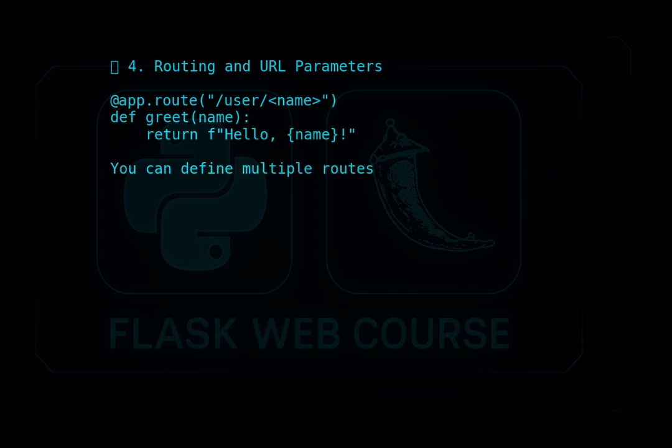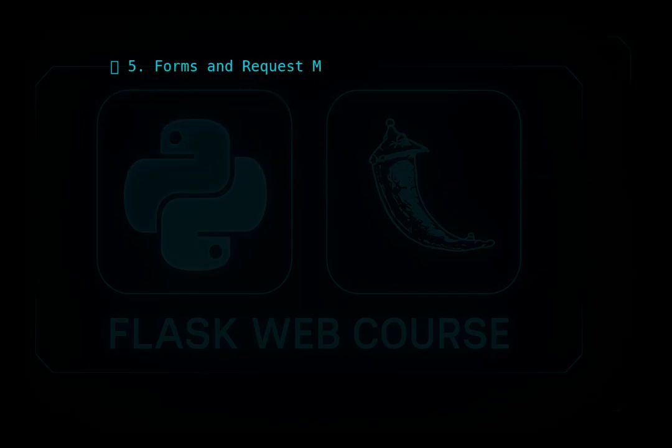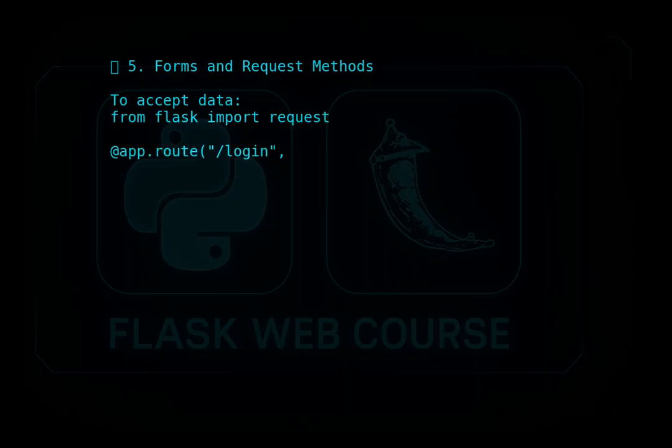Want to handle form submissions? Flask supports HTTP methods like POST and GET. You can access form data using the request object from Flask. Simply create an HTML form and send data to your Flask app to process it on the back end.